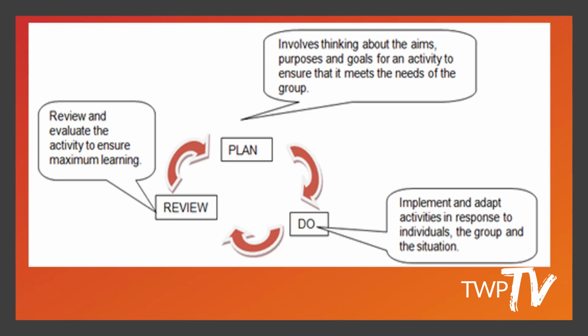So that's the process: plan do review. You might have seen the process before, you might not. If this is your first time looking at this process, it's something that's been used for many years, just to help people think about what they're doing so they can focus to achieve objectives, or achieve targets, or achieve work in what they do. So planning involves thinking about the aims, purpose and goals of the activity to ensure that it meets the needs of the group.